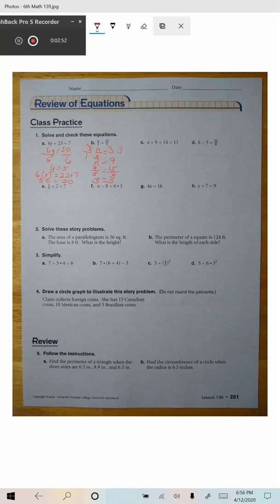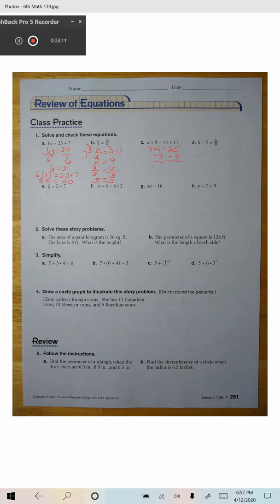All right, x plus 9 equals 14 plus 11. I can do the 14 plus 11, so I'm going to do it, and that's 25. This is plus 9, so to get rid of it on this side, I will make it minus 9, and make it minus 9 over here.